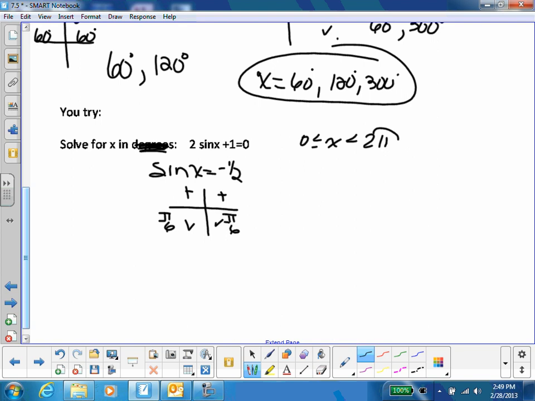That means this is going to be what? 7 pi over 6, because this is 6, 6. Then this is 12, 6. So what is it in here? 11 pi over 6, right?